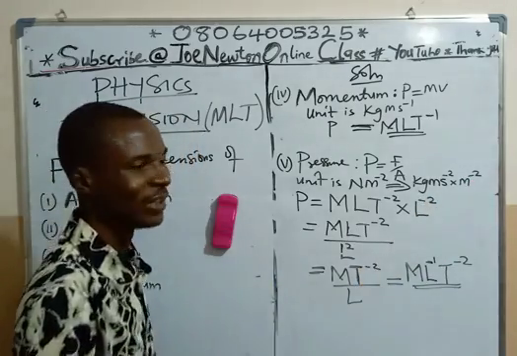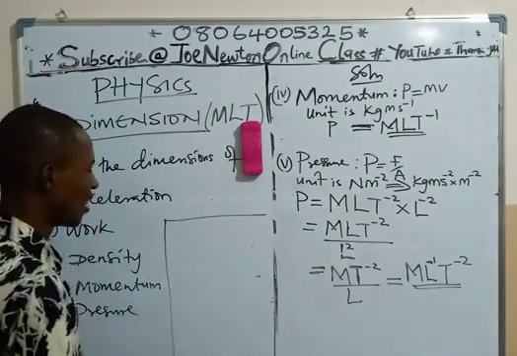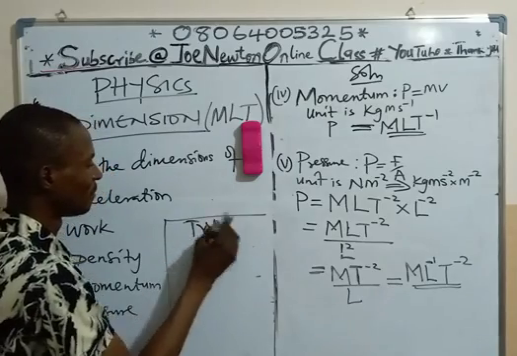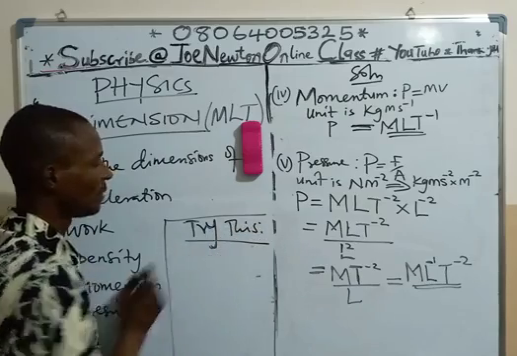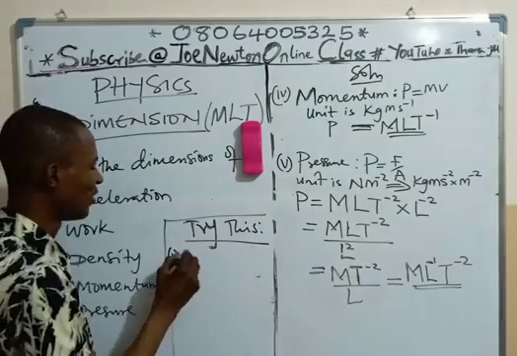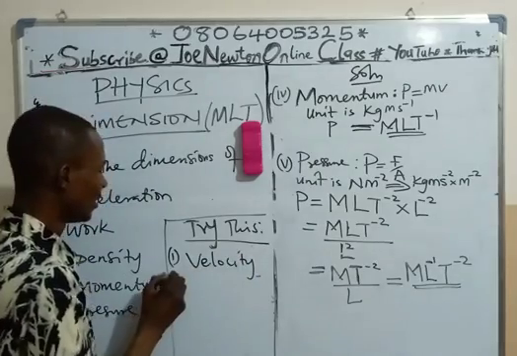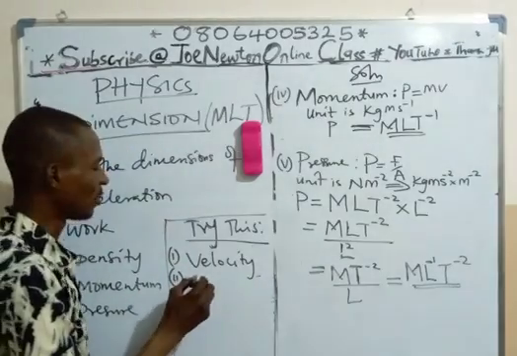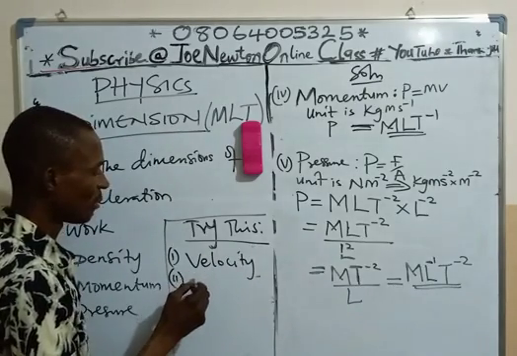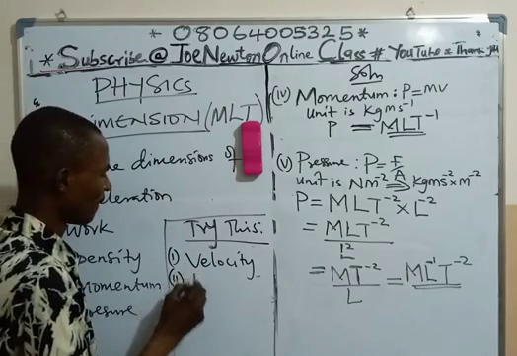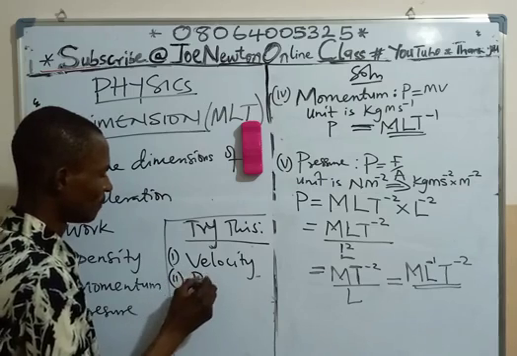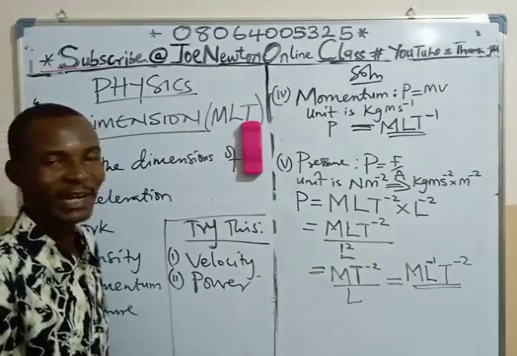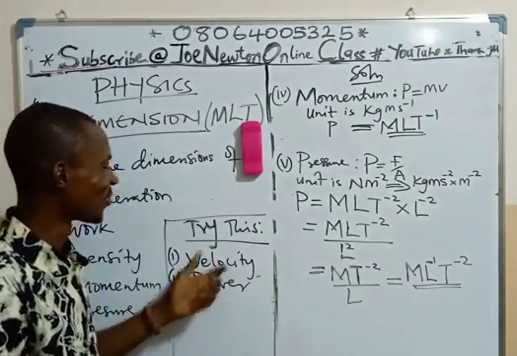Thank you so much for paying attention to this class. Of course, I would like you to try some. Having understood this, I would like you to try this: find the dimension of velocity, and find the dimension of power. Of course, you know that power is work done over time, or energy over time. So try these two, velocity and power.